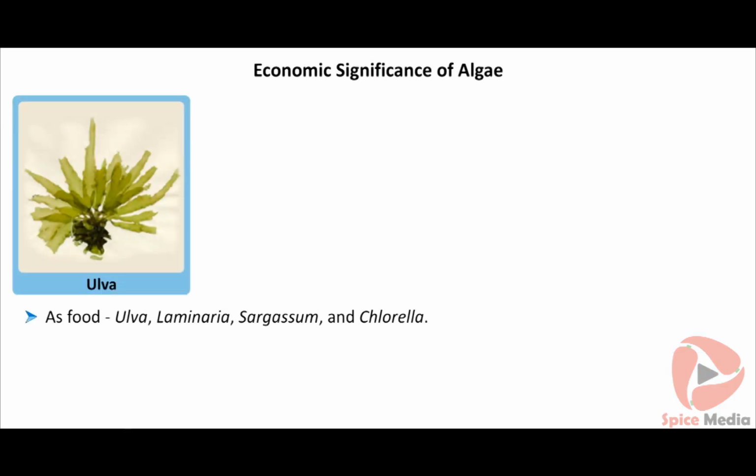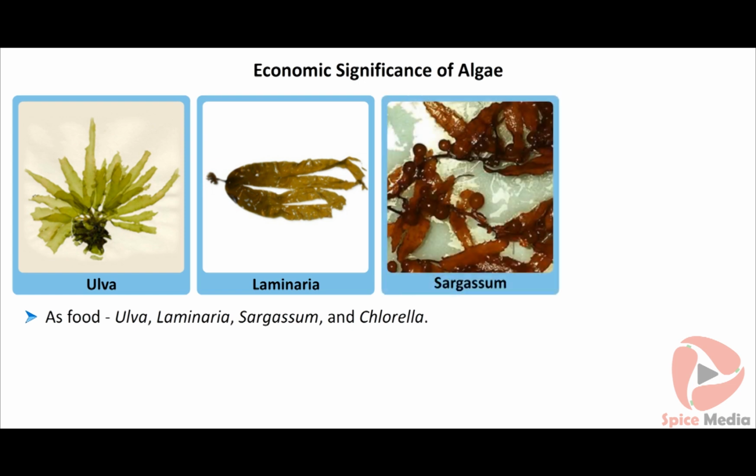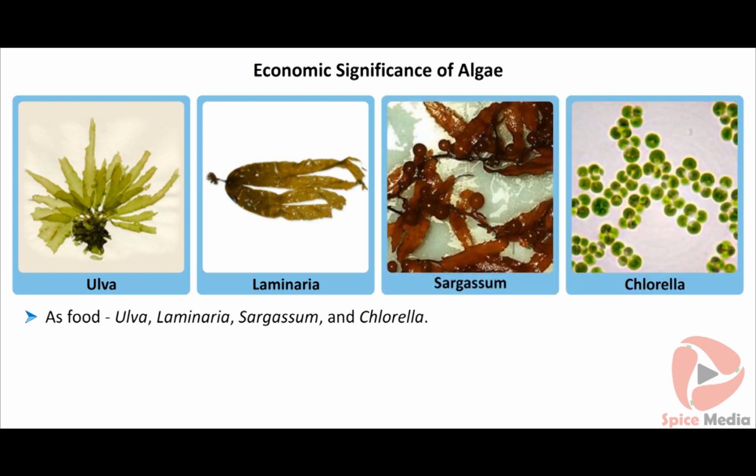The class Rhodophyta's pigment is red-colored phycoerythrin with Floridian starch. A well-branched Polysiphonia belongs to this class.